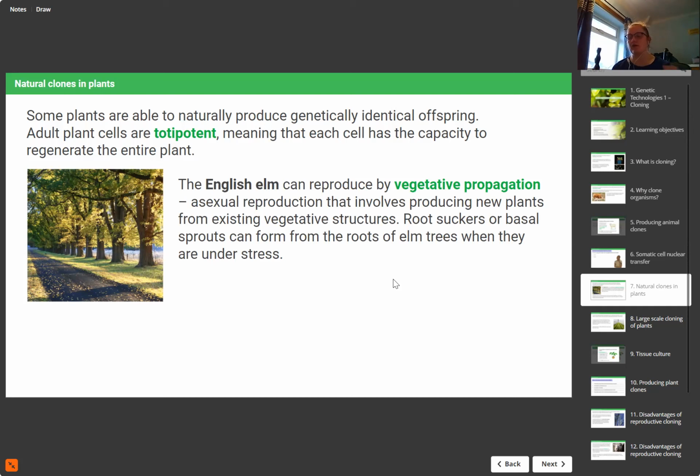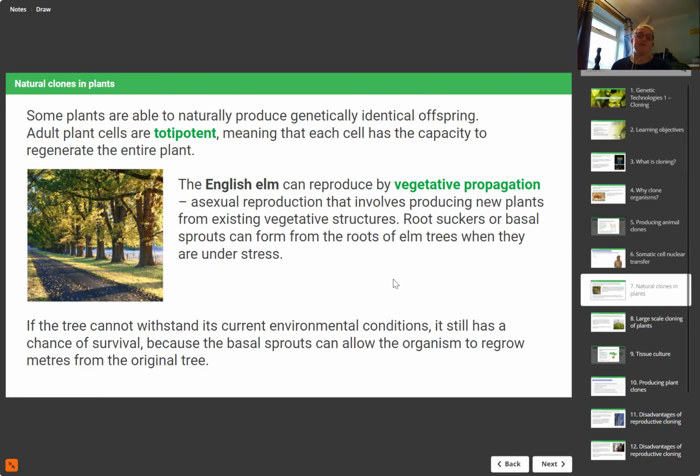Some plants can go through sexual or asexual reproduction. Sexual reproduction is favourable because it increases genetic diversity and a larger gene pool. But in certain conditions where sexual reproduction isn't able to go ahead, and the plant's under stress and it could die, then asexual reproduction occurs, and that's when things like root suckers or basal sprouts can form to allow this asexual reproduction to occur.